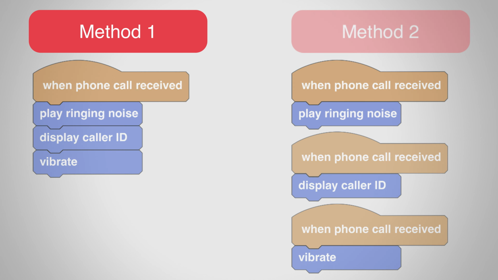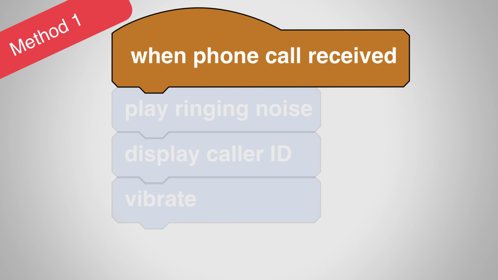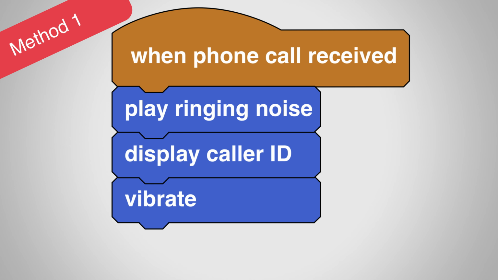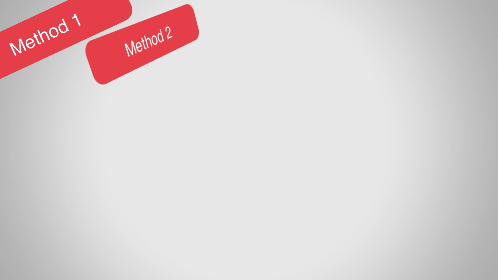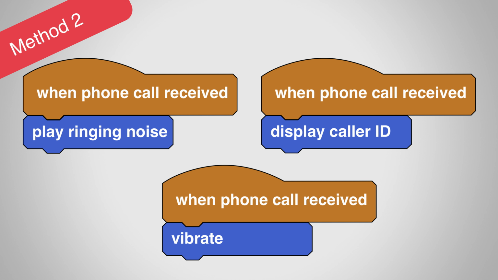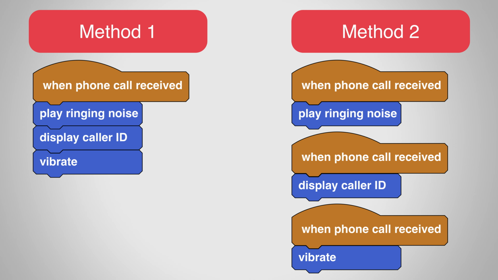Let's look more closely at the idea of sequencing action blocks. With this method, one action will run, then the next, then the next. They run in sequence, one after the other. The second approach is to use more than one event trigger. When the event takes place, all the blocks of code run at the same time, alongside each other. There are times when it won't matter which approach we use, but there are also times when one method will be more suitable than the other.